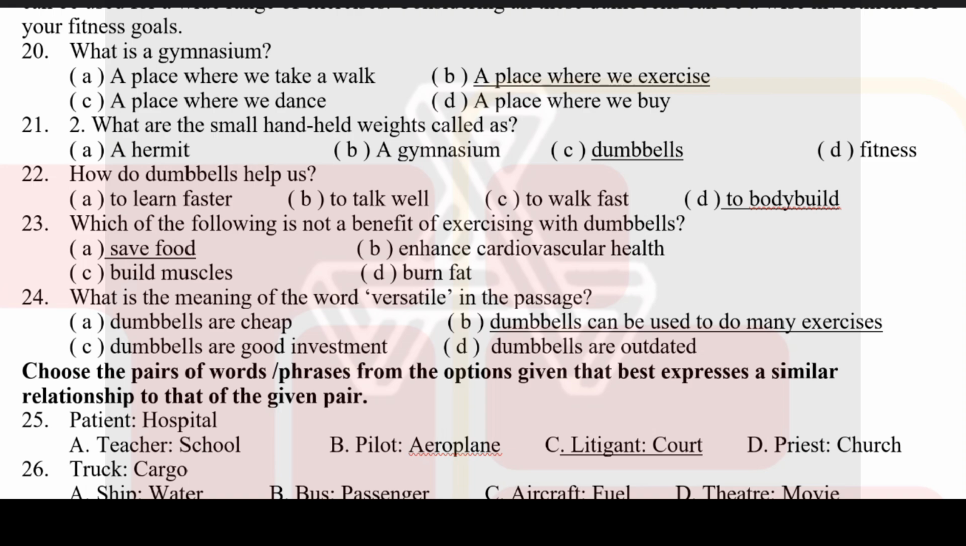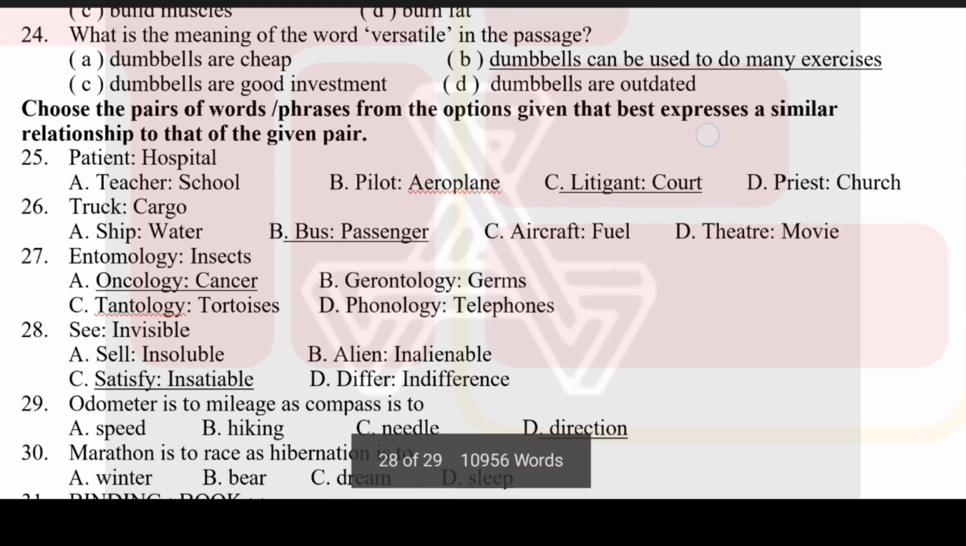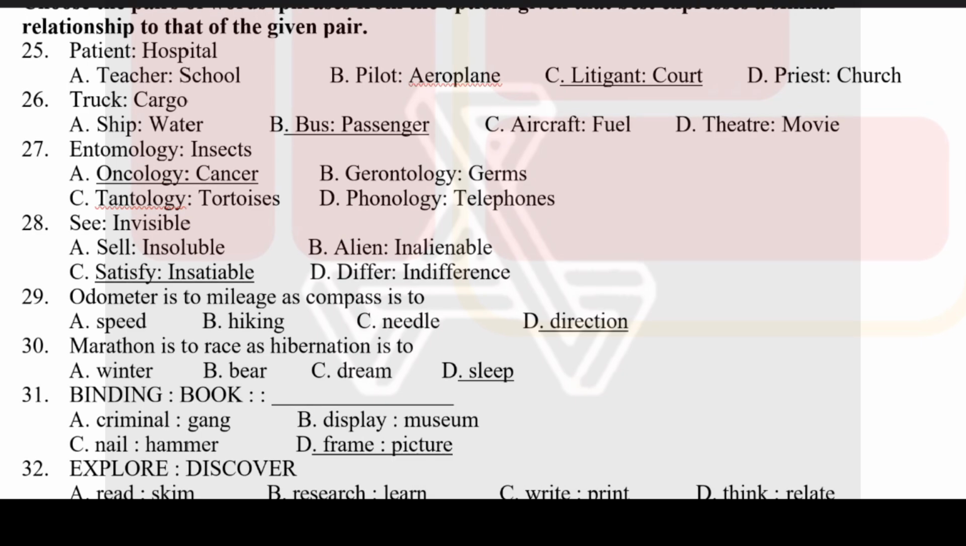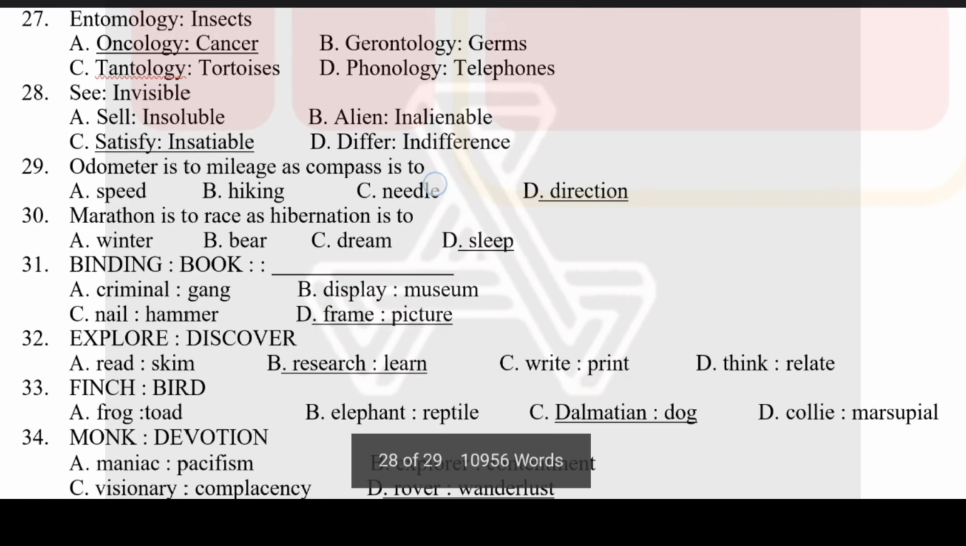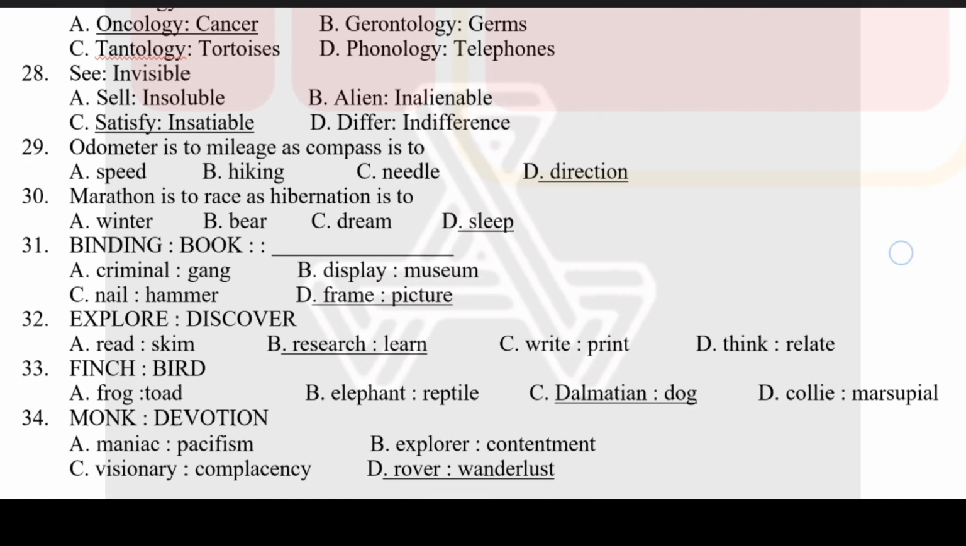Choose the pair of words or phrases from the options given that best expresses a similar relationship to that of the given pair. Patient, hospital; litigant, court; truck, cargo; bus, passenger; entomology, insects; oncology, cancer. See, invisible; satisfy, insatiable. Odometer is to mileage as compass is to direction.